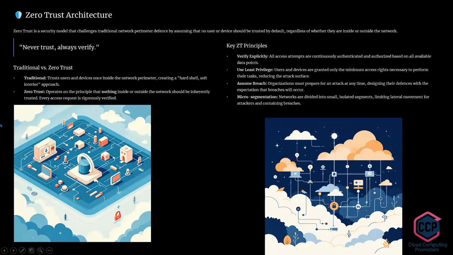So as we previously discussed, zero trust architecture, where the principle is never trust, always verify. Zero trust is a security model that challenges the traditional network perimeter, in the sense of whatever was used previously in organizations, where we used to have in-house servers, in-house everything, like in-house storage.